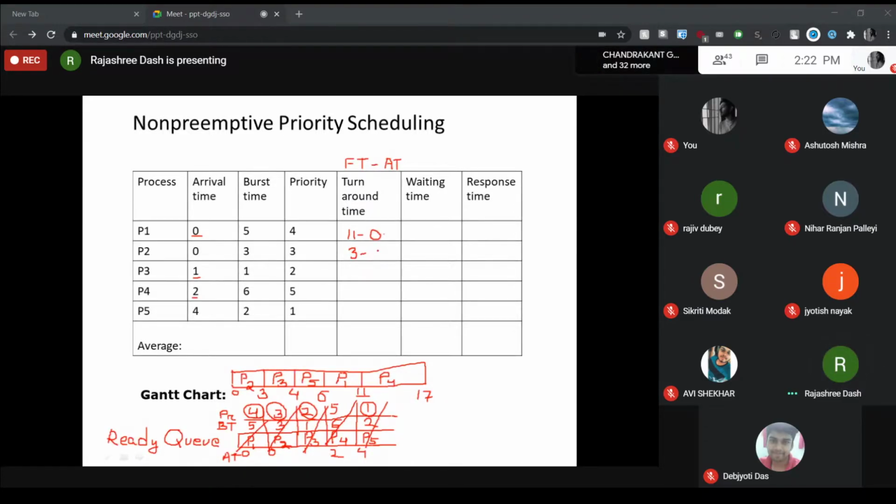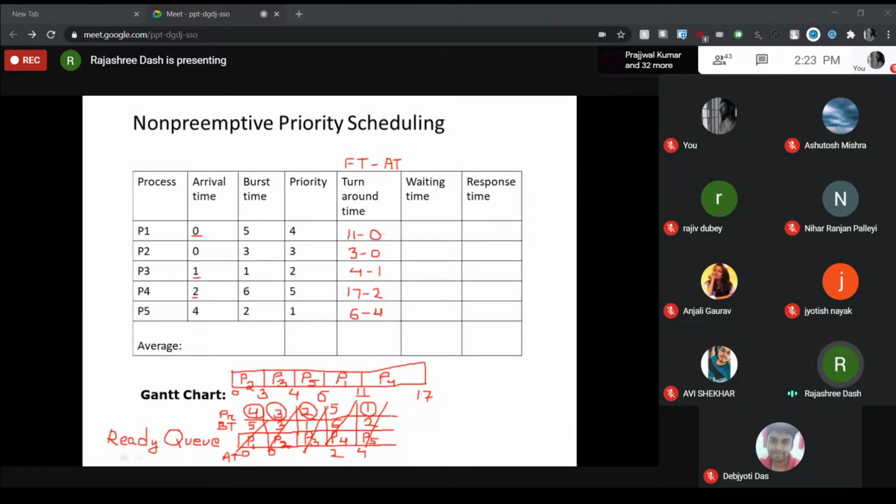For P3, 4 minus 1, that is 3. For P4, 17 minus 2, that is 15. For P5, 6 minus 4, that is 2.